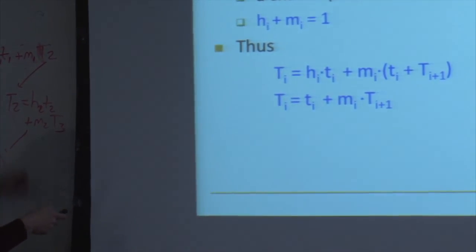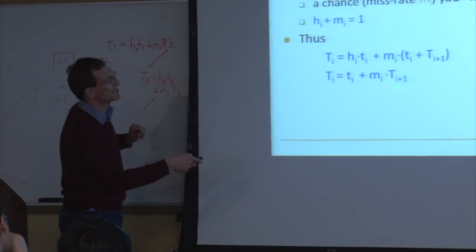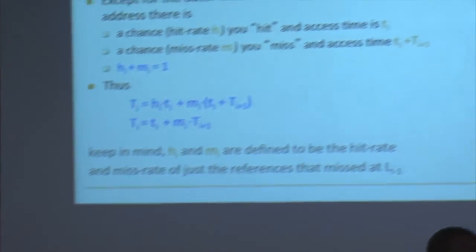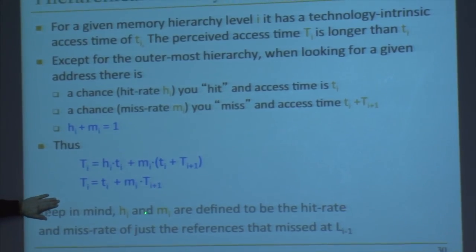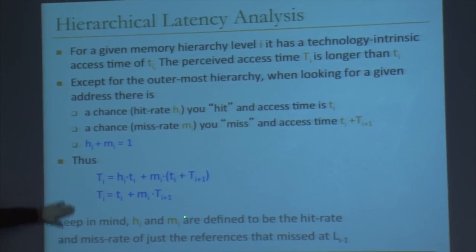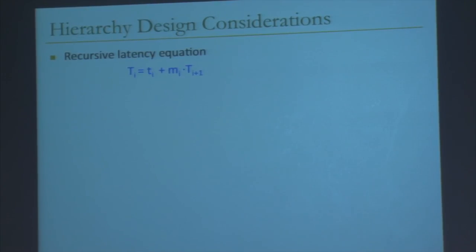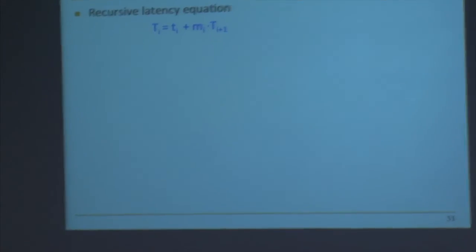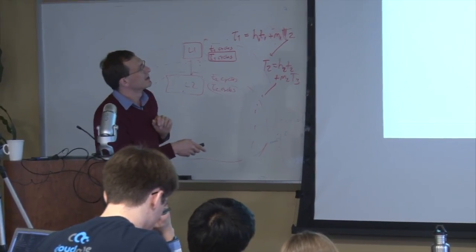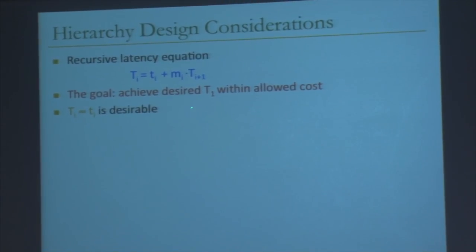The time it takes to access any level is the hit latency to that level plus the miss rate times the perceived access latency to the next level. Okay? That's pretty simple, actually. We'll go through an example soon. Hi and Mi are the hit rate and miss rate, and these are just the references that missed at that level. So this is the recursive latency equation that I put out over here, except once you substitute M1 equals 1 minus H1, and then substitute 1 with i over there, you'll get that. So the goal is to achieve the desired T1, the highest level over here, within allowed cost.